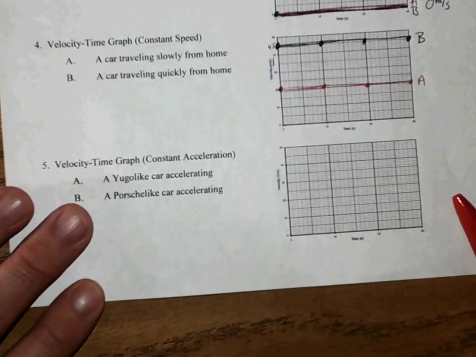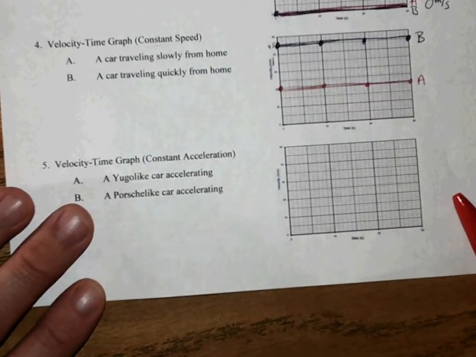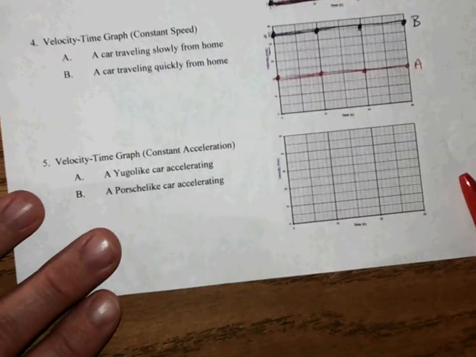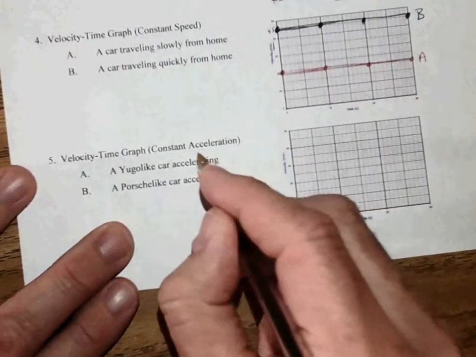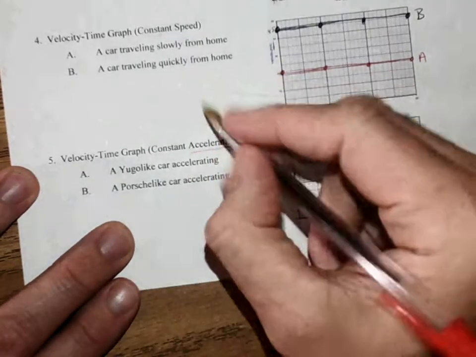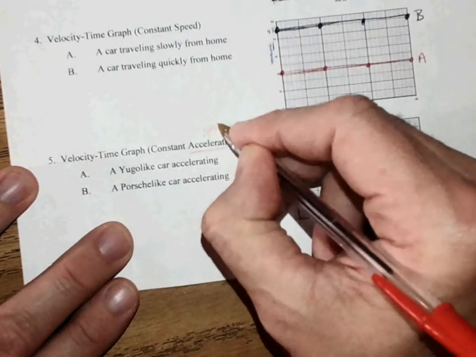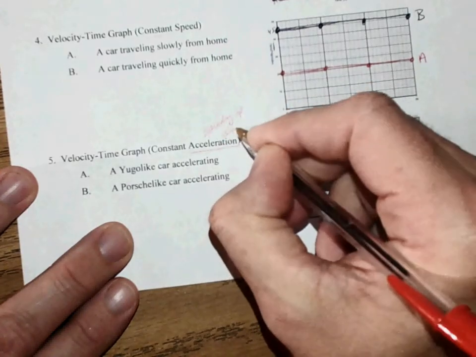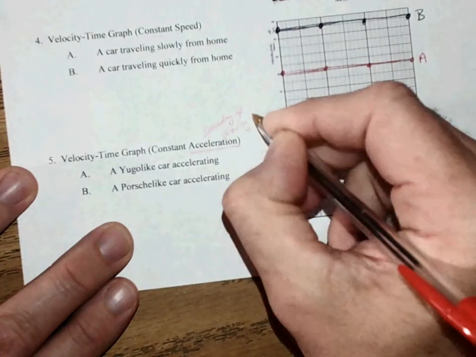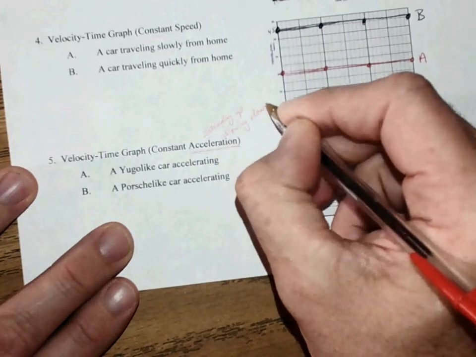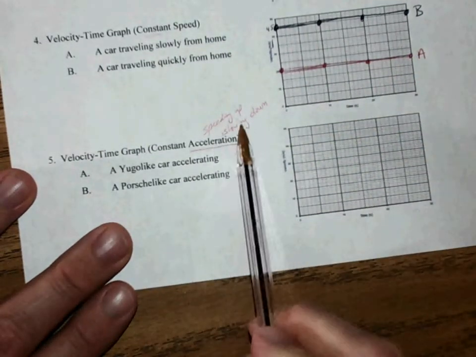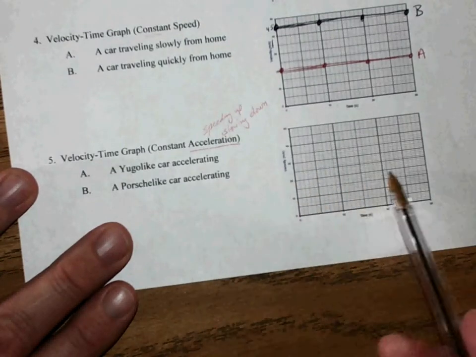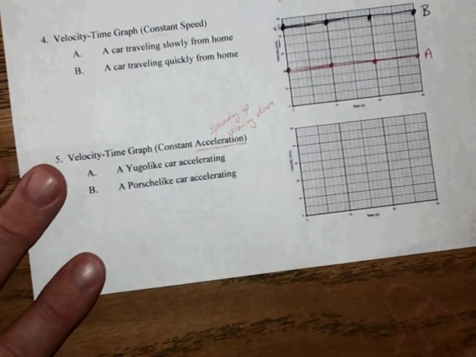All right, one last one. Velocity time graph. This time it's constant acceleration. So it's accelerating, going faster and faster, speeding up or slowing down. We've learned in class that that's a vector. So it may not only be a magnitude or a number, but it also might be a direction. Well, here in this lab, it's a number, a magnitude.